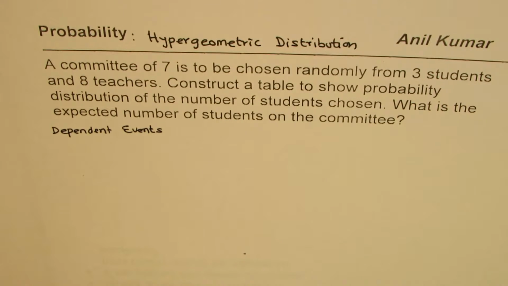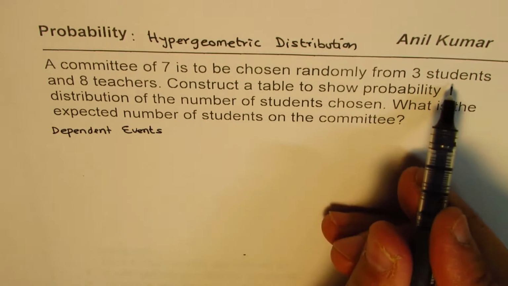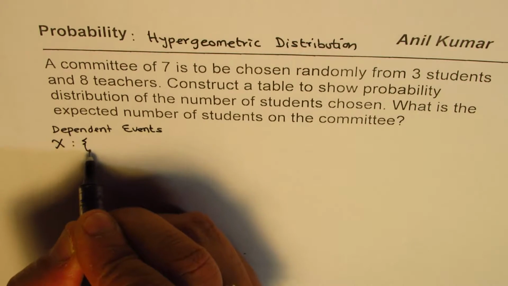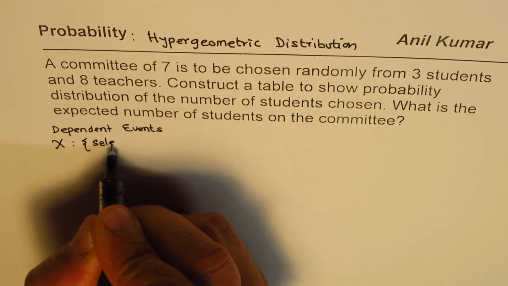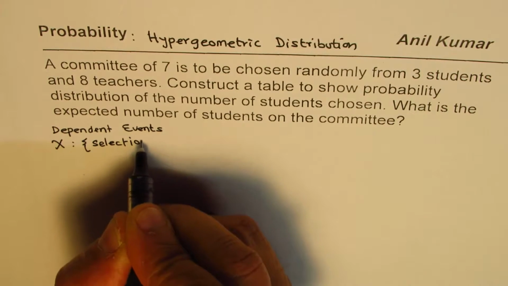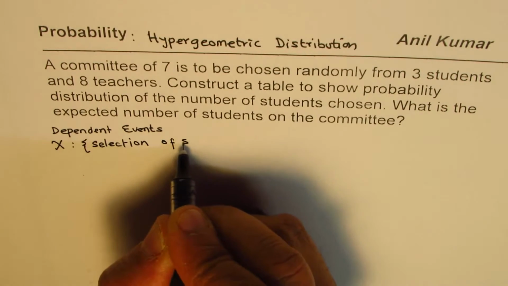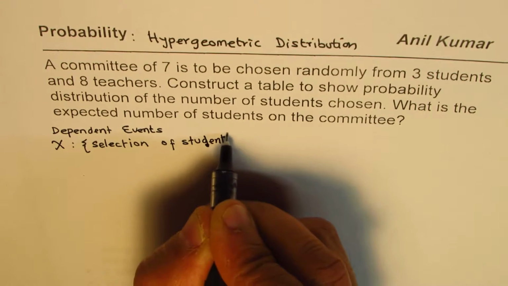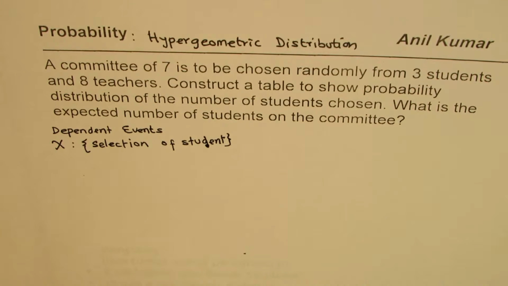where we'll treat selection of a student as a success. So we'll define our variable x as selection of a student. Right. So if a student is not selected, we'll treat that as a failure. That is what it is.